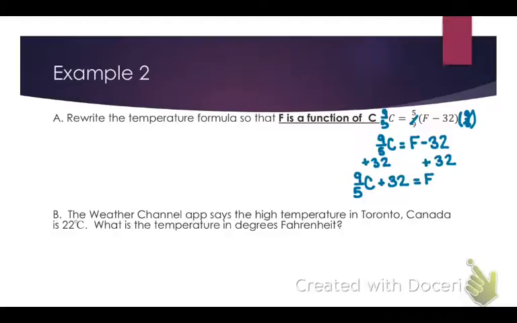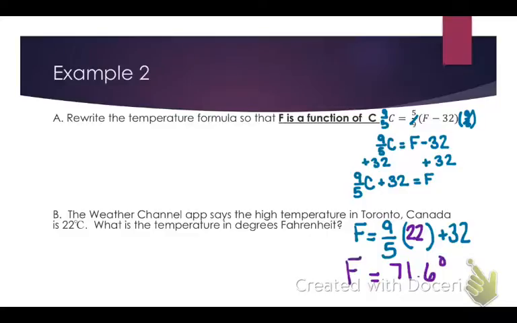Well, if we just take our formula from part A, which was F equals 9/5 times degrees Celsius plus 32, and plug in our given information, which is 22, we'll be able to calculate the degrees Fahrenheit. This results in 71.6. So 22 degrees Celsius is the same as 71.6 degrees Fahrenheit.